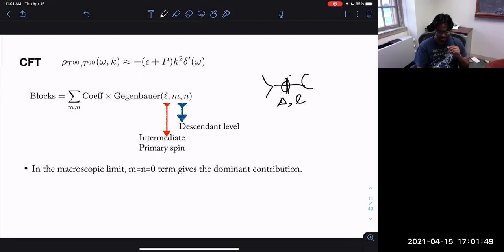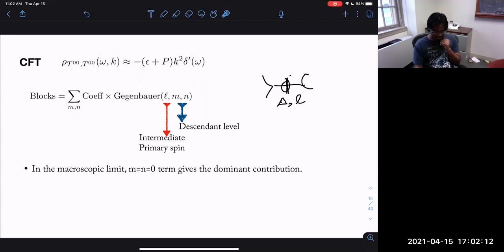So this L appears in this quantity. Whenever we say that in the macroscopic limit the descendants drop out, what we mean is that if you take the macroscopic limit, this sum is completely dominated by the m = n = 0 term. So now our job is to show this explicitly.